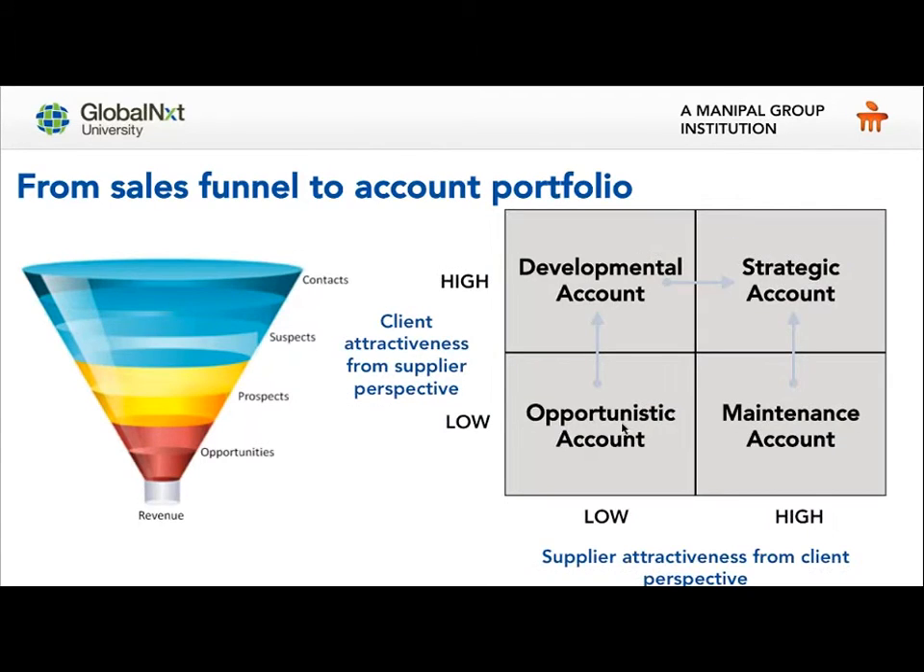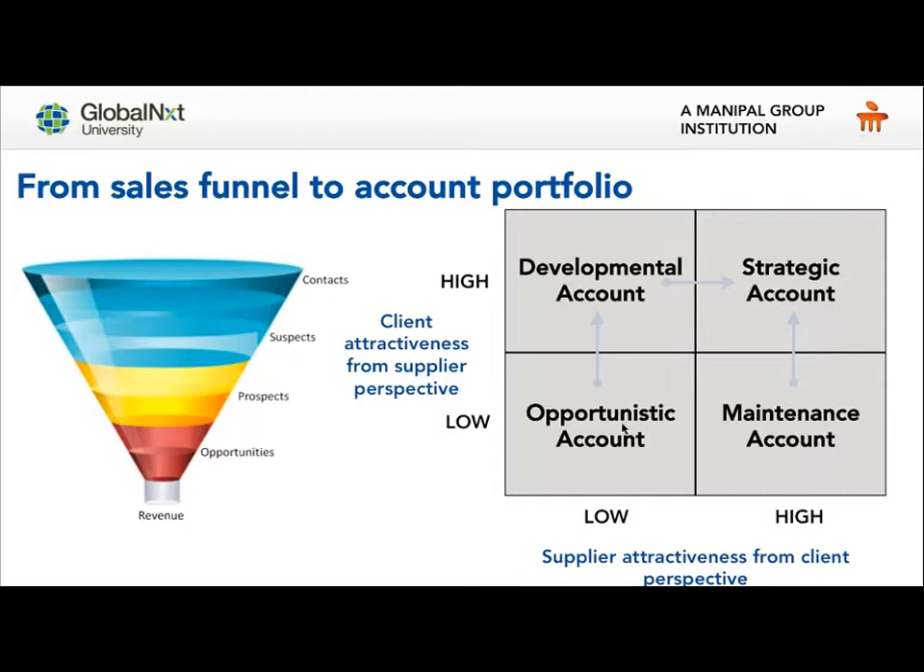I prefer this. This is what people tend to use when they talk about account management. They talk about the account portfolio, basically. And this little matrix, I think, is a very good way to map out your own accounts. So you have two axes here. One is client attractiveness from a supplier perspective. The other is supplier attractiveness from a client perspective.